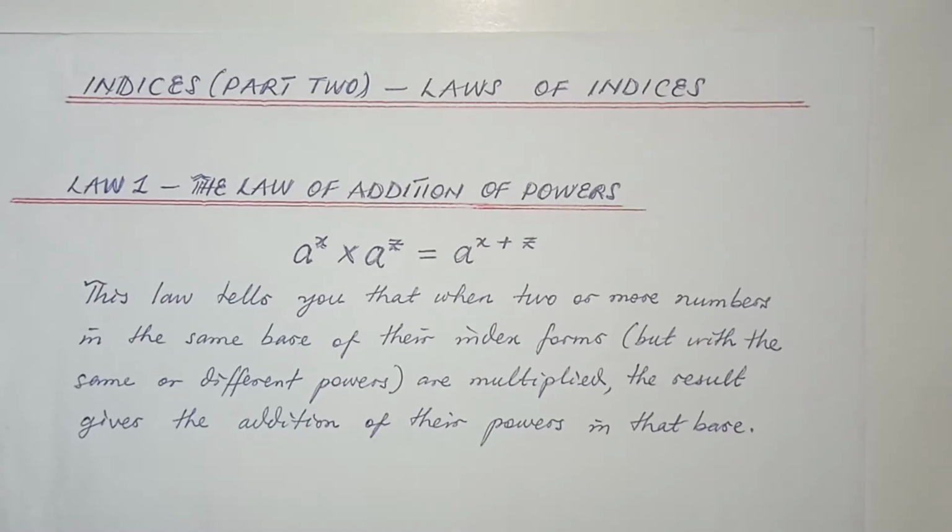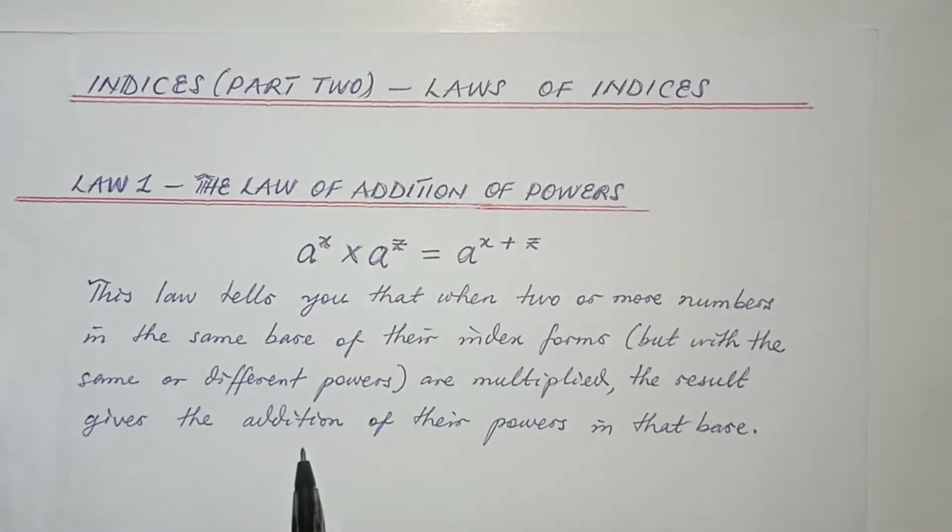Today, let's consider indices part 2, where we are going to be considering the laws of indices. So, let's go straight to law number 1, the law of addition of powers. This law tells you that when two or more numbers in the same base of their index forms, but with the same or different powers are multiplied, the result gives the addition of their powers in that base.